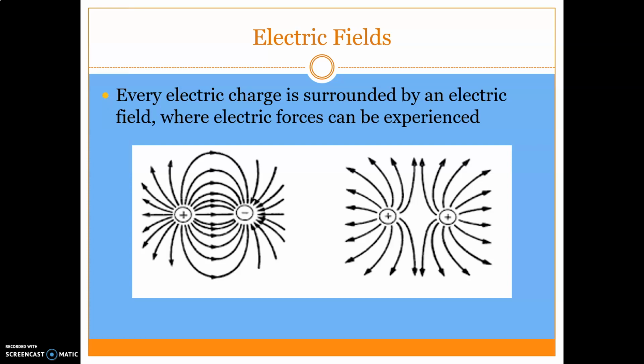So every electric charge is surrounded by an electric field, and these fields cause forces. So as we said, we have positive and we have negative. If we have two of the same, so positive and positive, they will repel. If we have a negative and a positive, they are going to attract.